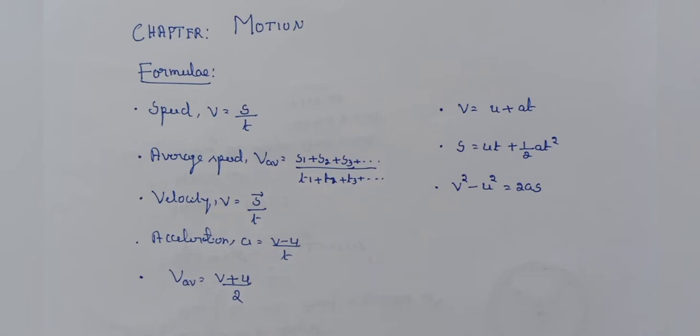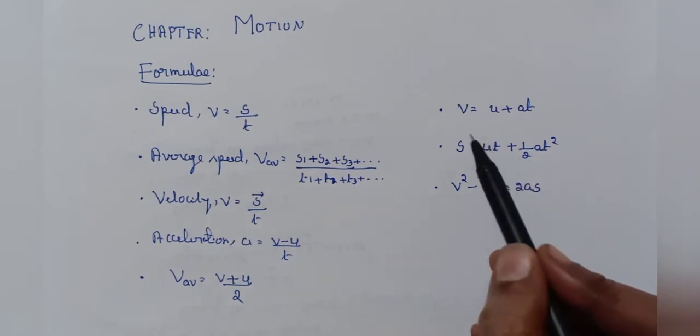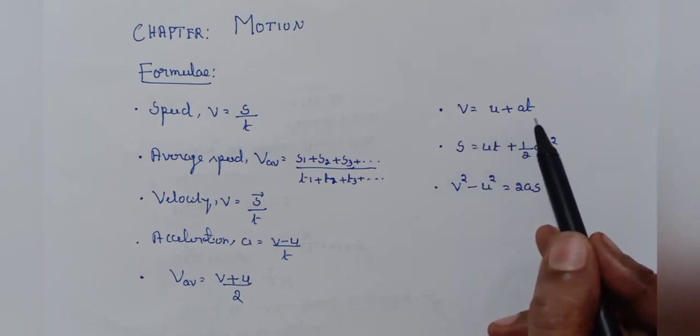Then the average velocity. When the velocity of the object changes at uniform rate, then it is given by the arithmetic mean of the initial and the final velocity. So when the velocity of the object changes at uniform rate, the average velocity is V plus U by 2. And the equations of motion, the first equation of motion is V is equal to U plus AT.